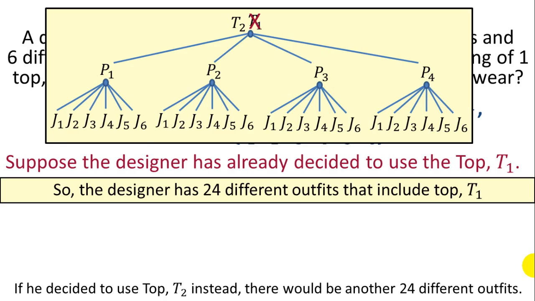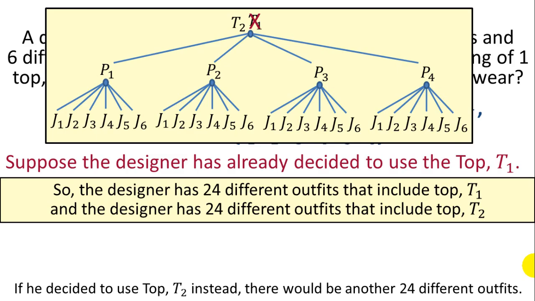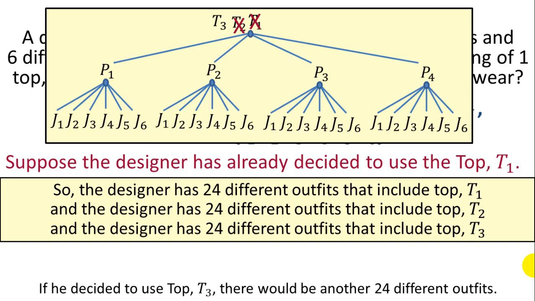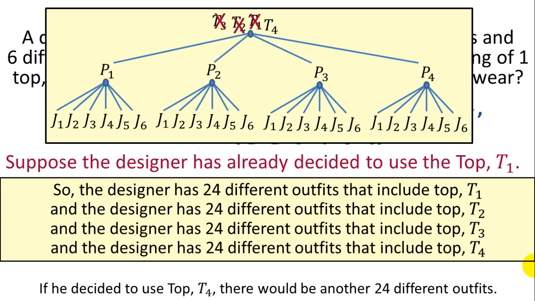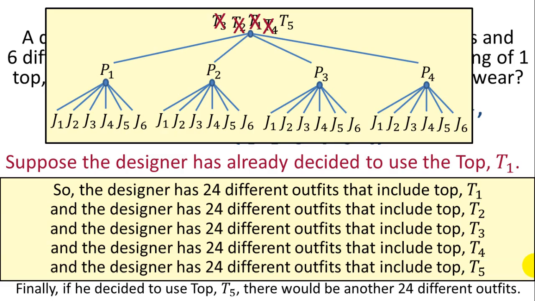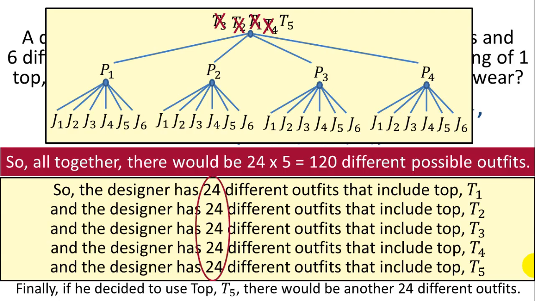So suppose the designer decided to use top 2 instead of top 1. That would generate 24 more outfits. If he decided to use top 3 instead of top 2, that would include another 24 outfits. Had he chosen to use top 4, that generates yet another 24 outfits. And finally, if he decides to use top 5, that generates yet again another 24 outfits. So if you have 24 outfits for T1 and for T2 and for T3 and for T4 and for T5, that means there are really 120 different possible outfits.